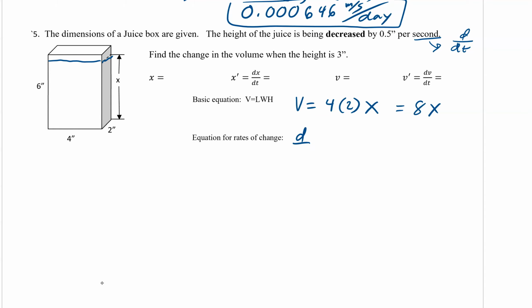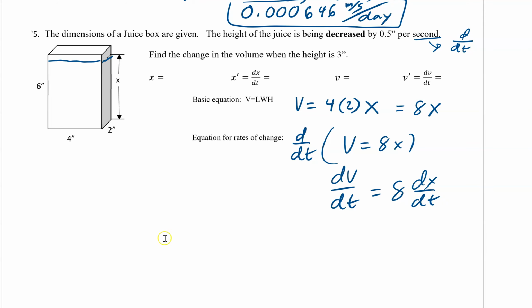And then when we take the derivative with respect to time, we would end up with dV/dt equals 8 dx/dt, which means we need our dV/dt. In order to find our dV/dt, we need to have dx/dt. So let's go back, and we've got our x written, our x prime, our V, and our V prime, so we have locations for them. So it says the height of the juice box is being decreased by. That's our rate of change, right? So that is our x prime. And it says decreased, so decreased is negative, and it's 0.5 inches per second.